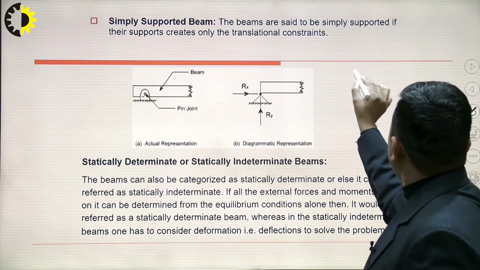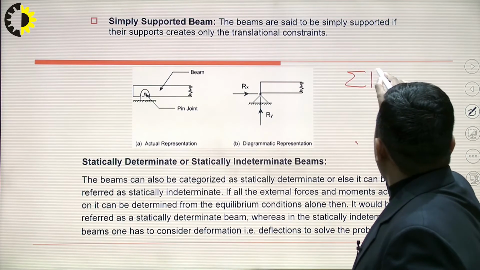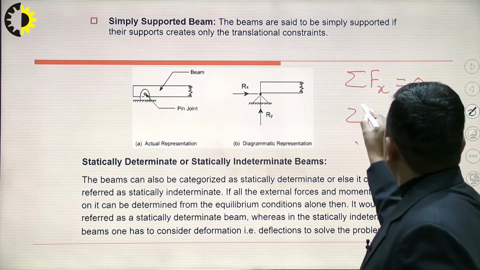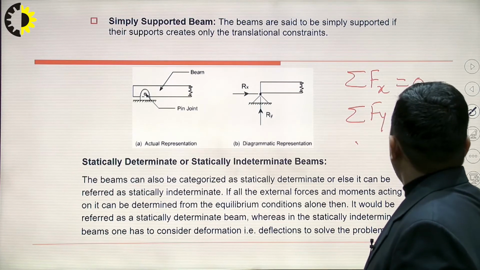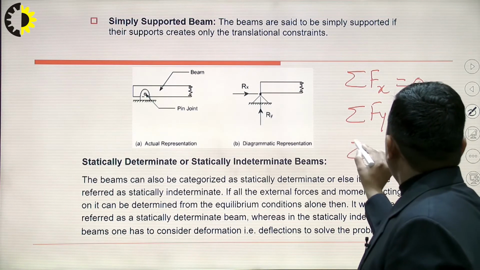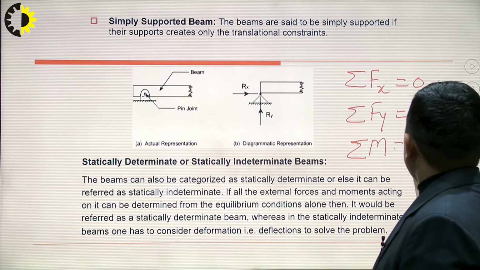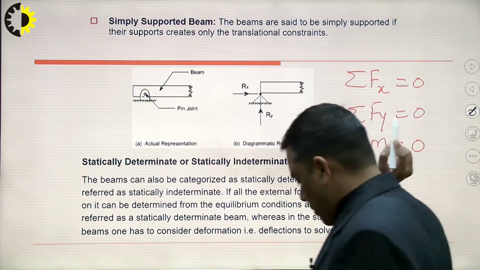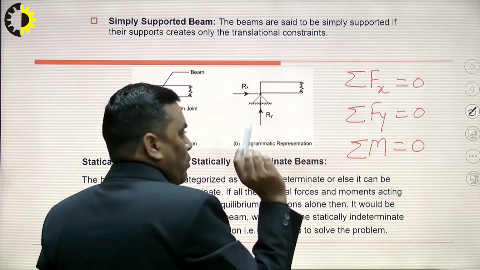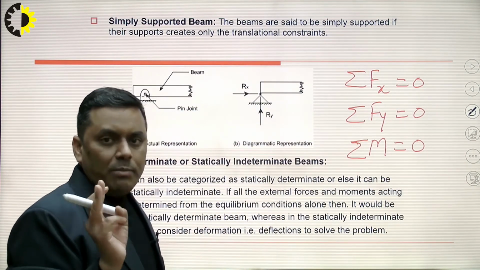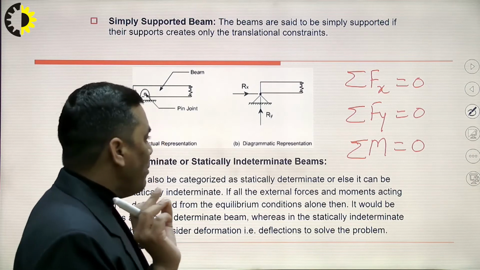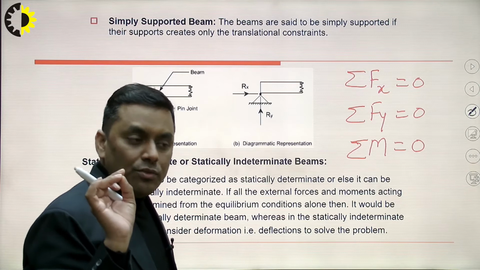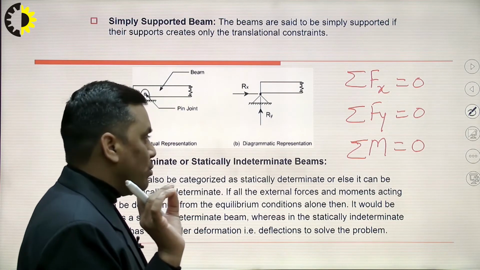These 3 equilibrium equations are sigma Fx equal to 0, sigma Fy equal to 0, and moment about any point equal to 0. These 3 equations are available with us: sigma Fx, sigma Fy and sigma M equal to 0. So if mathematically we have 3 equations, then how many unknowns can we determine? We can determine only 3 unknowns from 3 mathematical equations.